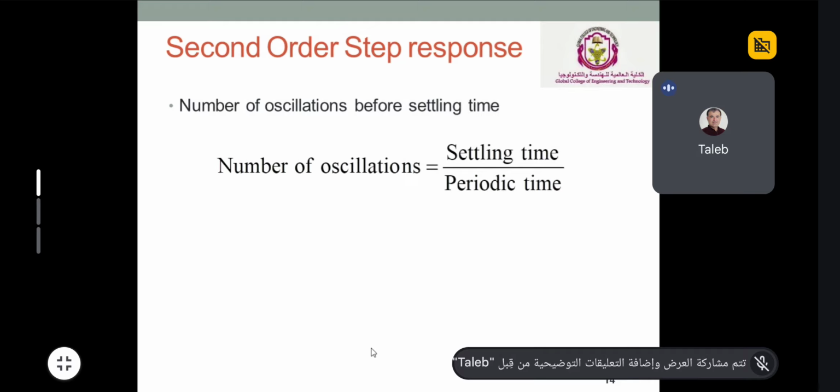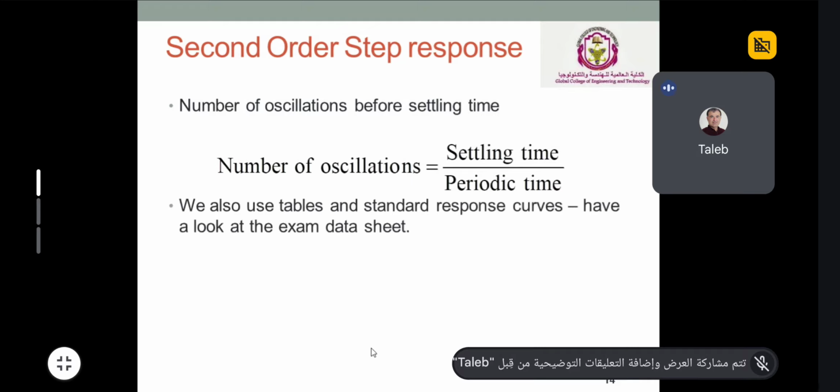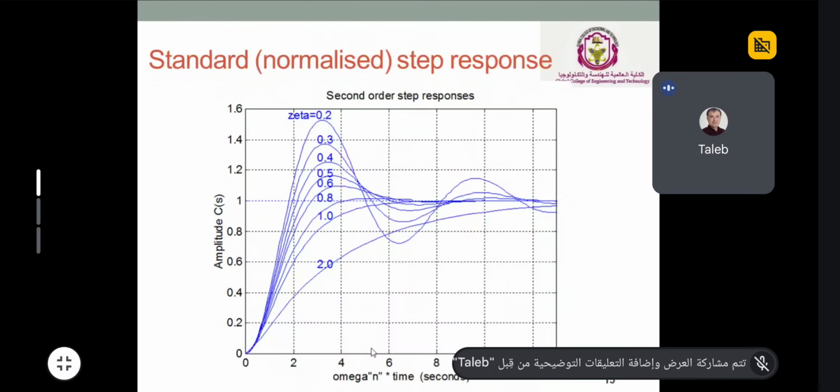The number of oscillations before settling time, those peaks and valleys, is given by settling time over periodic time. So for settling time, we have a formula, we can obtain that. For periodic time, we have a formula for that time. Then the division of these two gives us the number of oscillations.